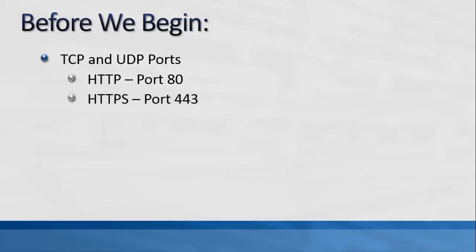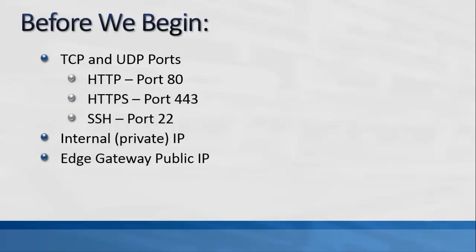Before configuring the network settings, you'll need to know four things. First, the TCP or UDP ports for the services you're allowing access to. In our example here, we're using three services: HTTP on port 80, HTTPS on port 443, and SSH on port 22. You'll also need the internal or private IP address of the virtual machine where you're running these services, the public IP address assigned to your VDC's Edge Gateway, and the public IP for your home or office internet connection, wherever it is you're connecting from right now.